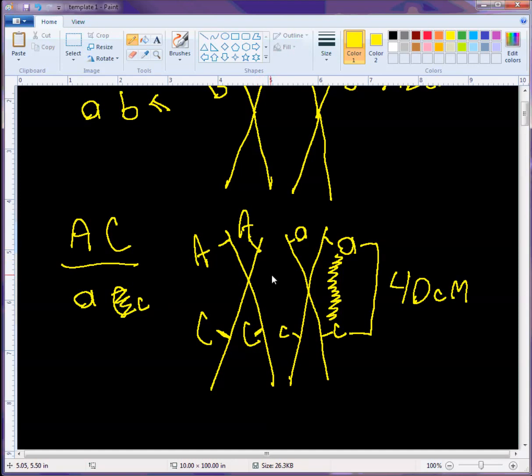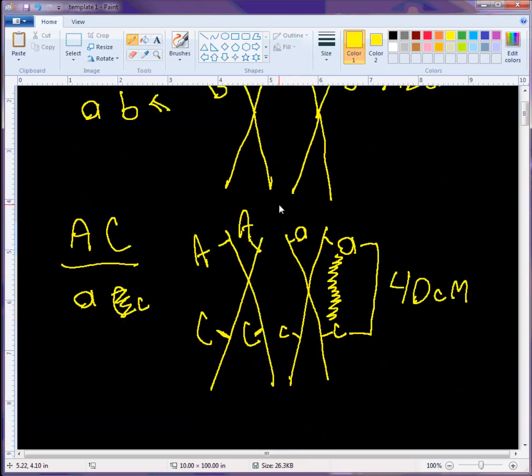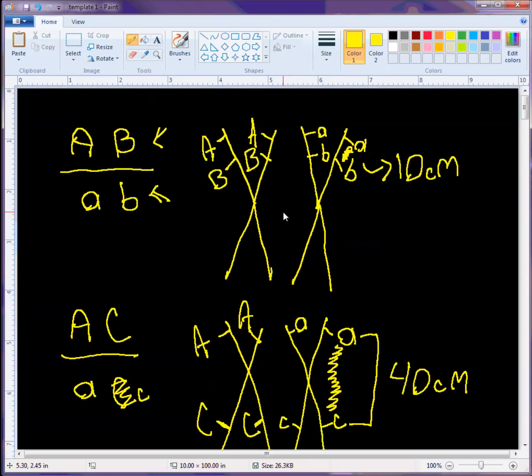So why does more crossing over occur between two distantly linked genes than between two genes that are very close together? It's because those crossing over events, the chiasmata, occur randomly. And the more room you have along the chromosomes, the more likely you are to see a crossing over occur between them.